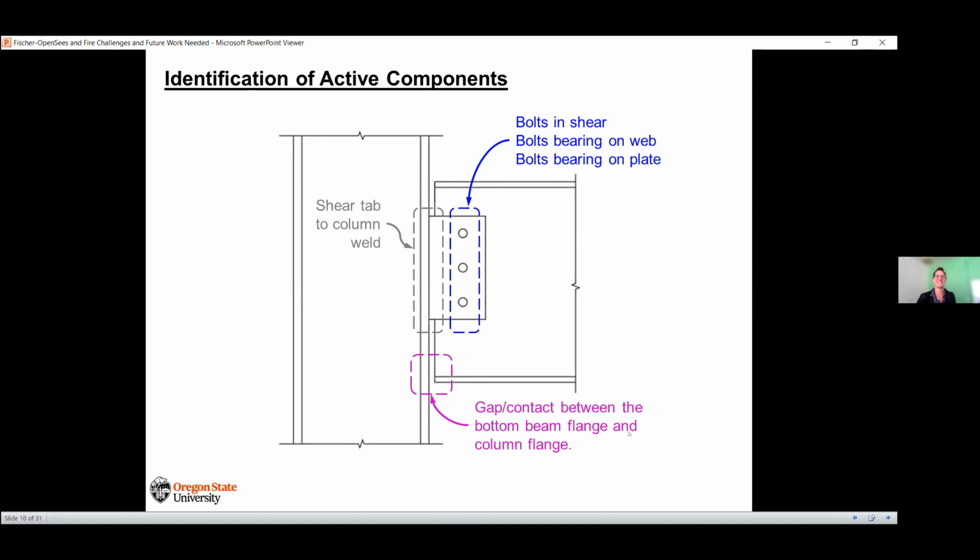So, active components. We are focusing on this weld of our shear tab to our beam, so that we can actually have weld fracture between the shear tab and the column itself. We identified this gap as an active component. Once that gap closes, we'll have local buckling in the beam bottom flange, as well as imposed flexure in the connection. And then all of the failure mechanisms that are associated with our bolts and our bolt holes. So bolt shear fracture, as well as bolt bearing, both on the shear tab and on the beam web.